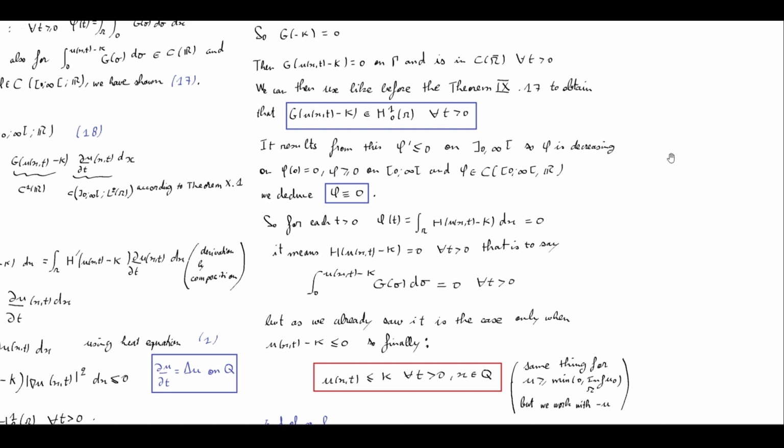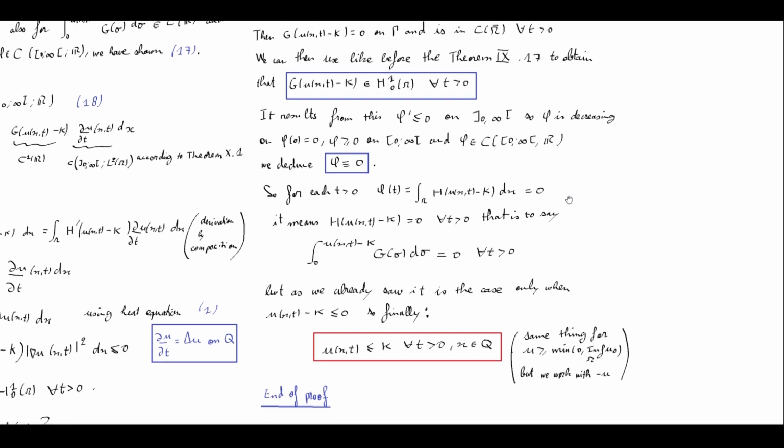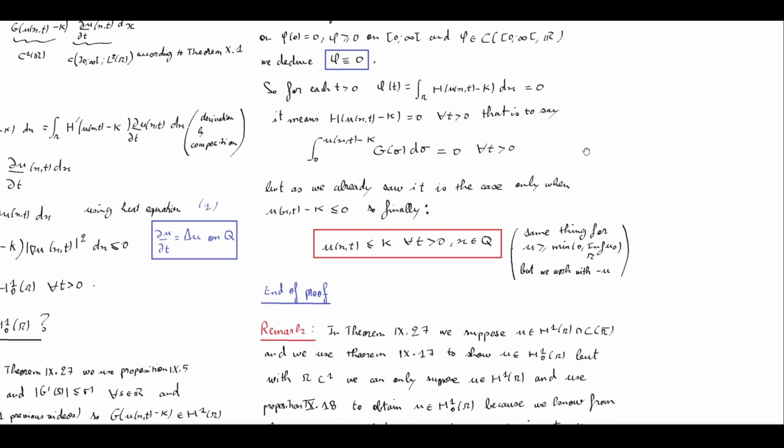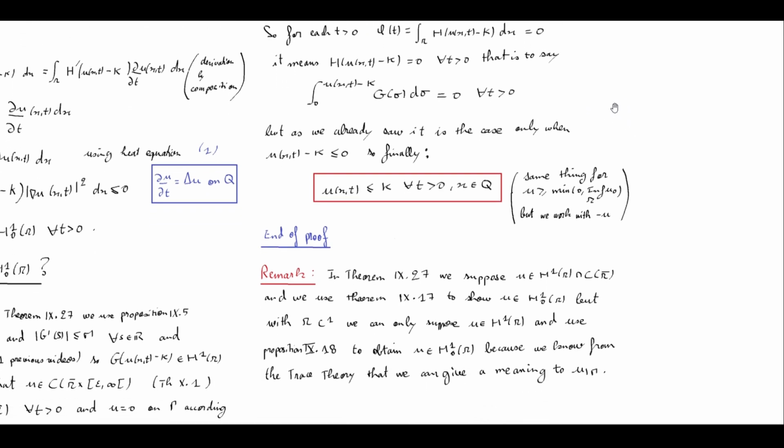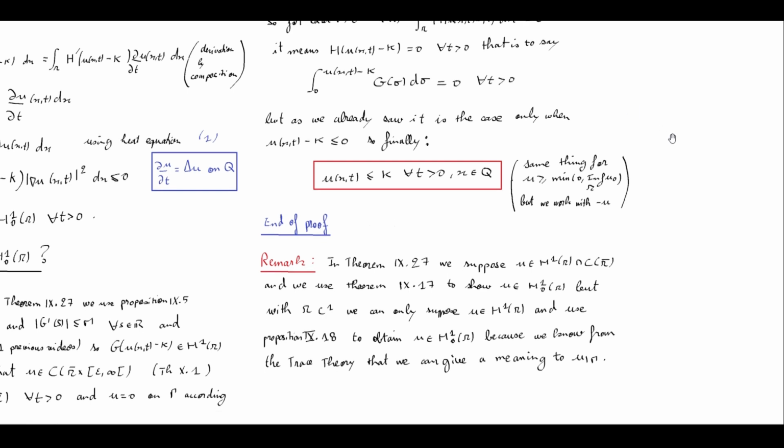It means that h(u(x,t) - k) equals 0 for all t strictly greater than 0. That is to say, the integral from 0 to u(x,t) - k of g(sigma) d sigma equals 0 for all t strictly greater than 0. But as we already saw, it is the case only when u(x,t) - k is smaller or equal to 0. So finally, u(x,t) is smaller or equal to k for all t strictly greater than 0 and x in omega, for (x,t) in the cylinder.